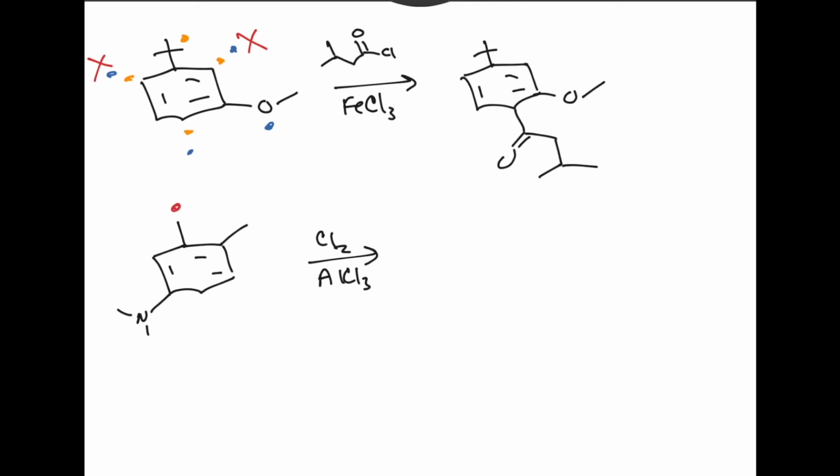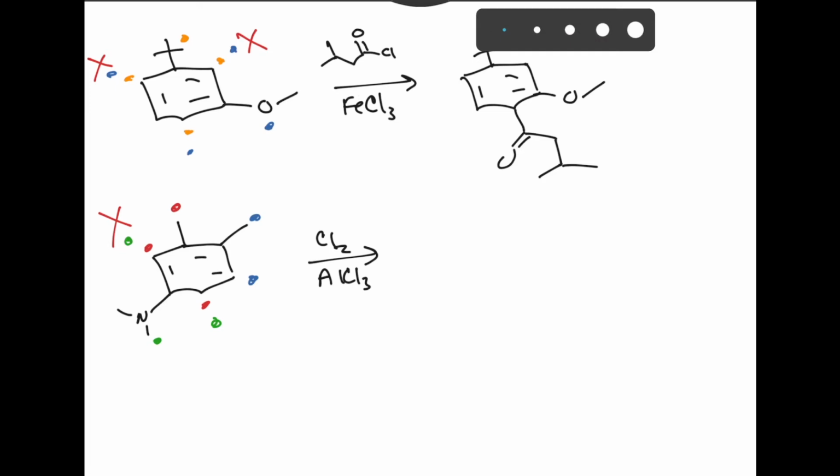Here, this methyl is going to direct ortho-para to itself. This methyl is going to direct ortho-para to itself. Nitrogen is going to direct ortho-para to itself. We only have 2 carbons that are activated twice, and one of them is between 2 groups. So again, we're only going to get one product.